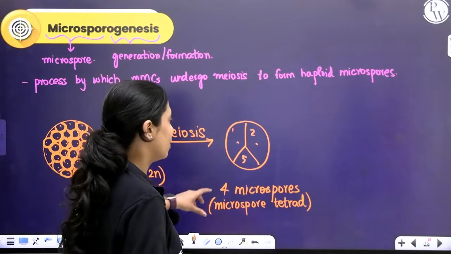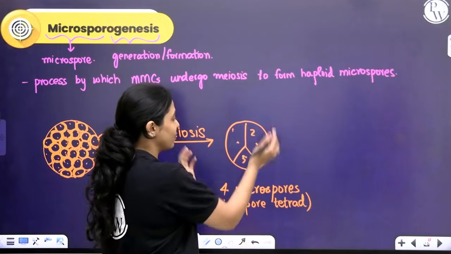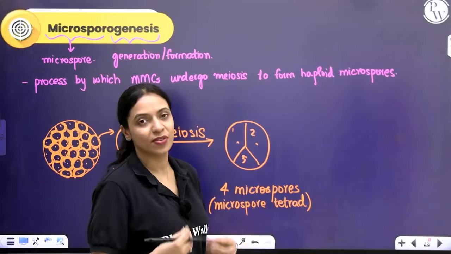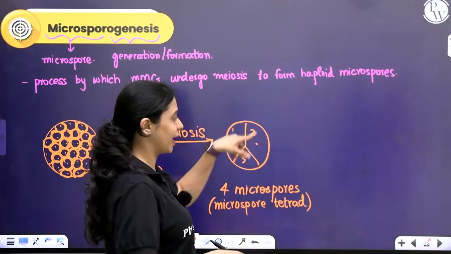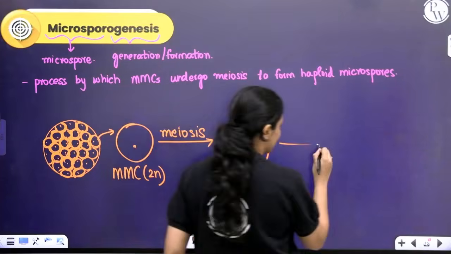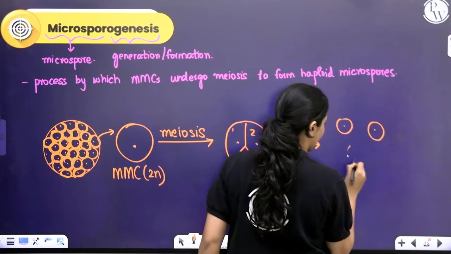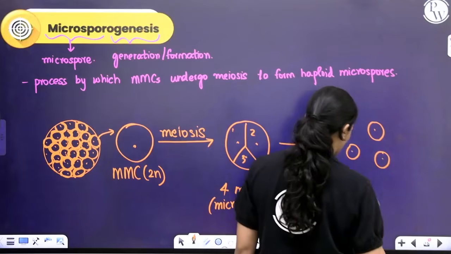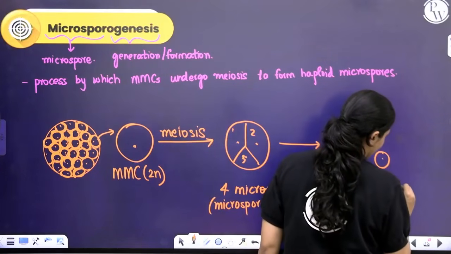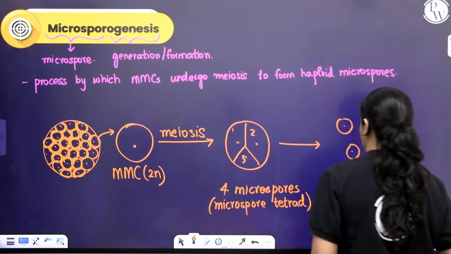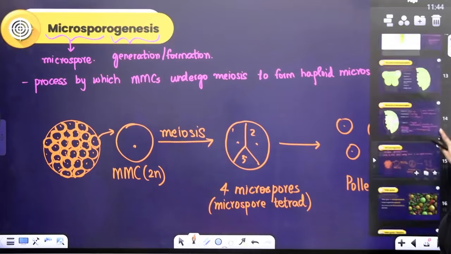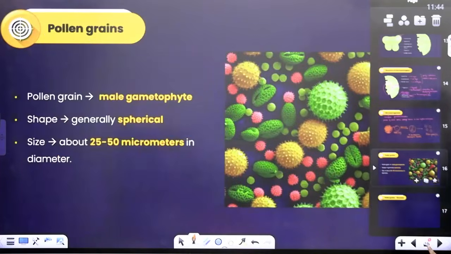Eventually, when they're formed, all of them will be present within the same callose wall itself. Eventually, because of some secretions of the tapetum, the callose wall that was present around will dissolve and each of these cells will start separating out, and the 4 cells will separate out, at which point we call them the pollen grains. The pollen grains are haploid in nature. Now, that's about how the microspores or pollen grains form.